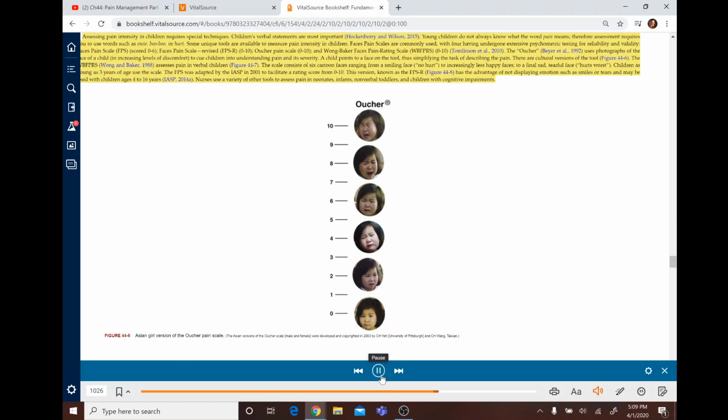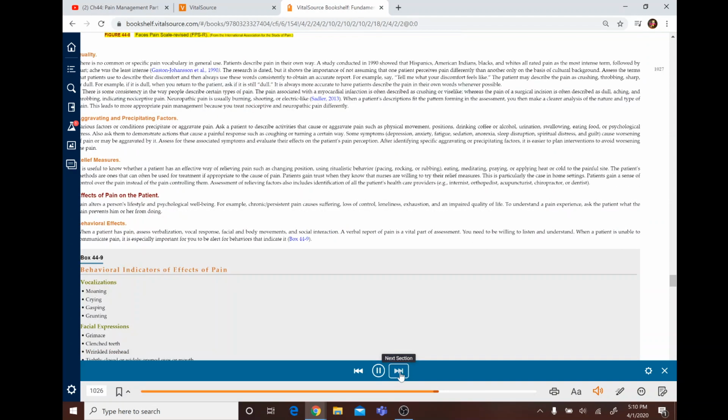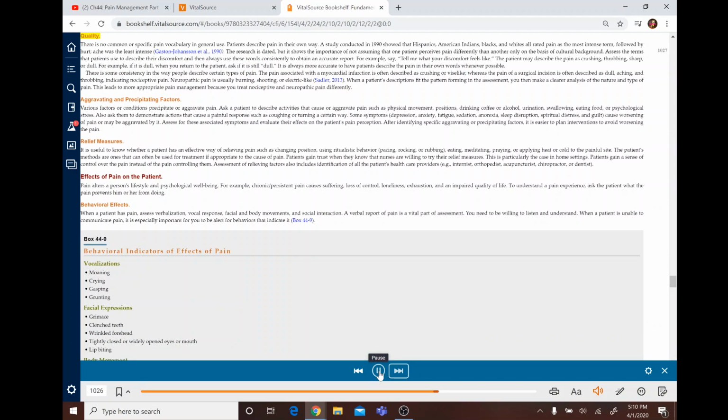The FPS was adapted by the IASP in 2001 to facilitate a rating score from 0 to 10. This version, known as the FPSR, Figure 44-8, has the advantage of not displaying emotions such as smiles or tears and may be used with children ages 4 to 16 years (IASP, 2014a). Nurses use a variety of other tools to assess pain in neonates, infants, nonverbal toddlers, and children with cognitive impairments. Figure 44-6, Asian girl.